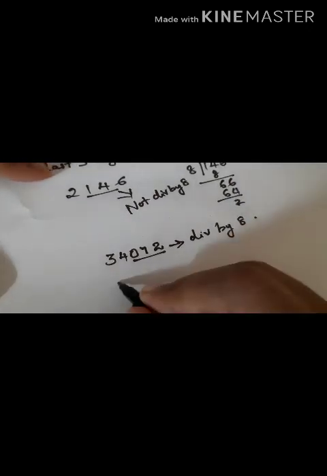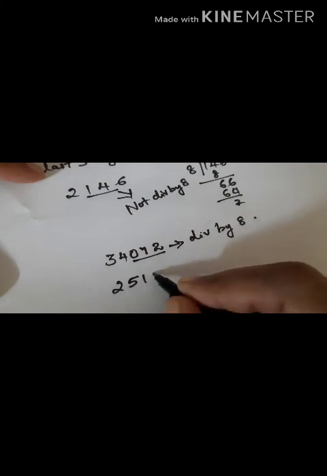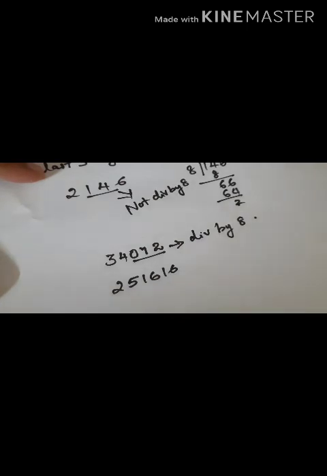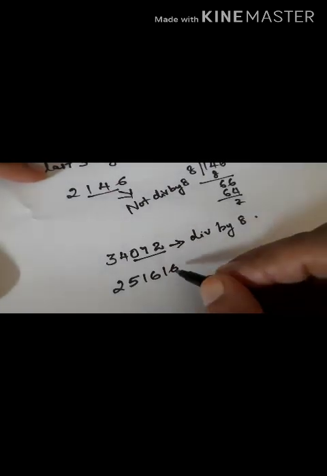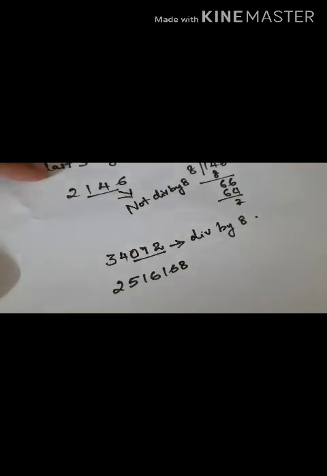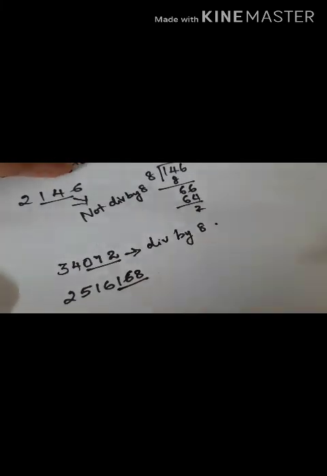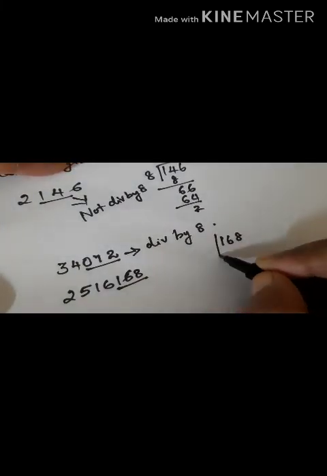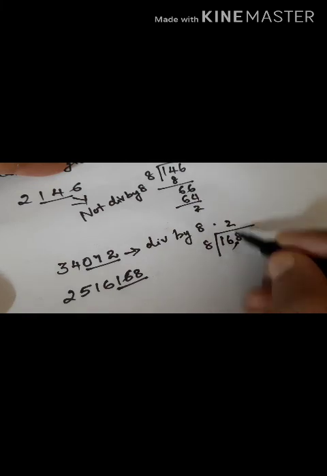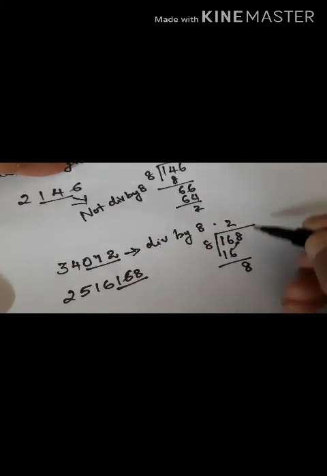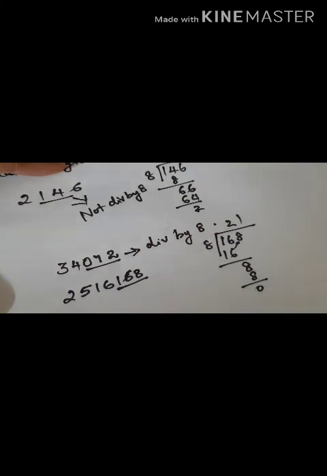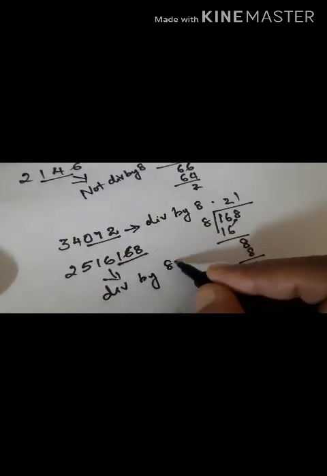Now another example. 2, 5, 1, 6, 1, 6, 8. Okay. Now let us see. Take the last 3 digits. It is 168. Now let us check whether it is divisible by 8. 16, 2 times. Bring down the 8, 1 time. Remainder is 0. So this number is divisible by 8.